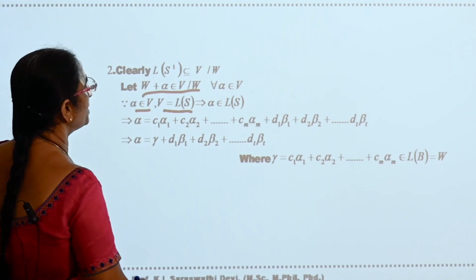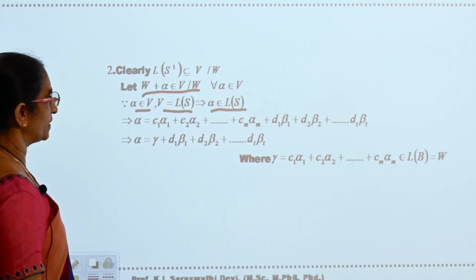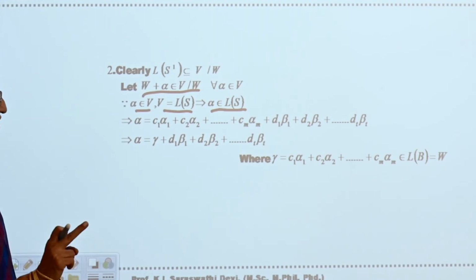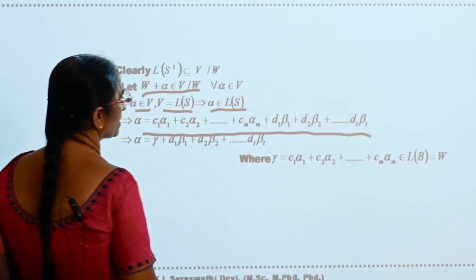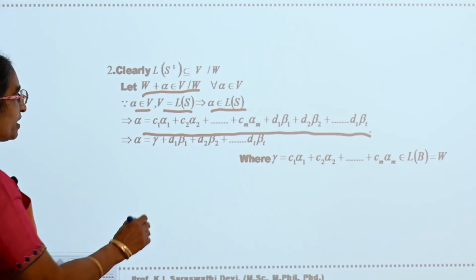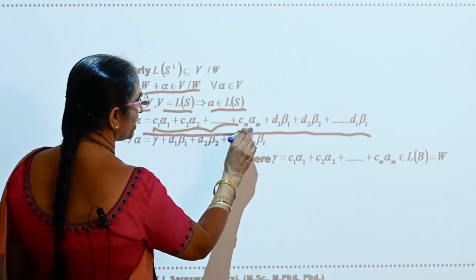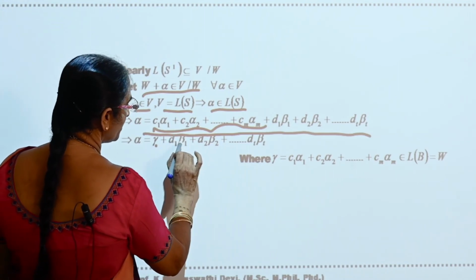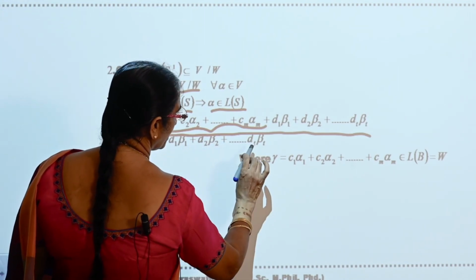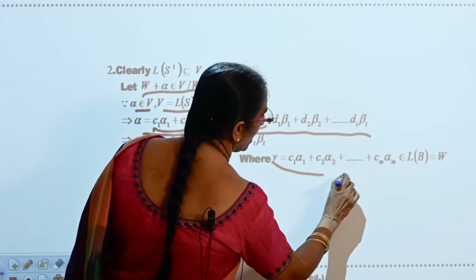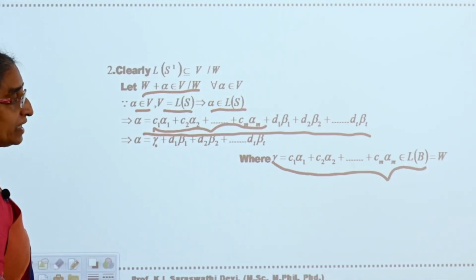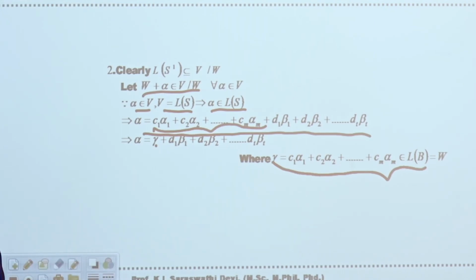V is equal to L of S implies alpha belongs to L of S. Therefore, alpha can be written as a linear combination of the elements of S. What are S elements? Alpha 1, alpha 2, alpha m, beta 1, beta 2, beta t. So, alpha is a linear combination of the elements of S. Now, you will write alpha is equal to this part, which you denote as gamma, plus d1 beta 1 plus d2 beta 2 and so on, dt beta t. Now, this gamma belongs to L of B, being a linear combination of basis elements, and that is equal to W.